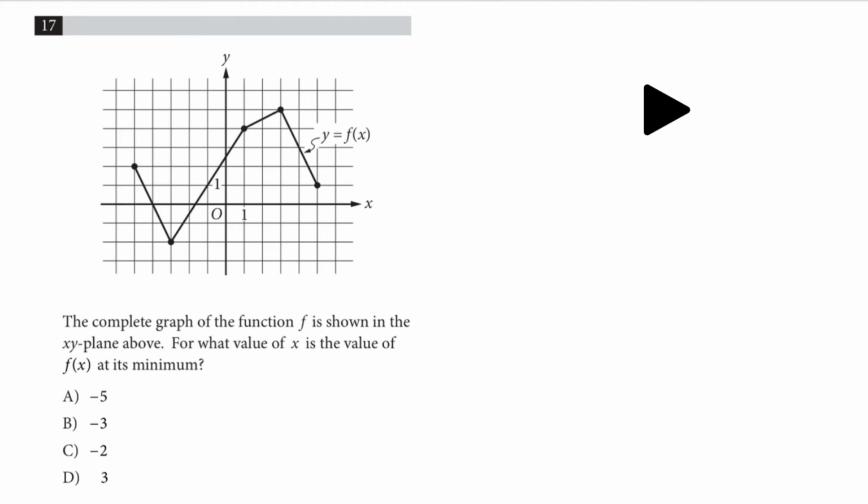The complete graph of the function f is shown in the xy plane above. For what value of x is the value of f of x at its minimum? Now it's very obvious here that the value of f of x is at its minimum right here, right? And the value of x there is -1, -2, -3, right? Right here, x is equal to -3, and therefore B is the correct answer. Okay, this was quite easy, and now let's move to the next problem.